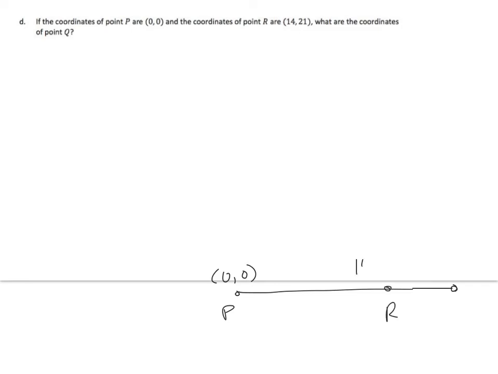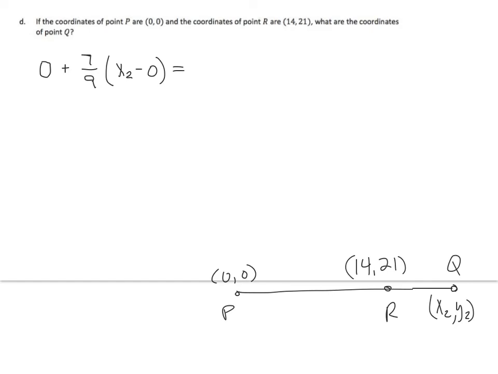R was 14, 21. What are the points of Q? Q we can say is x2, y2. Let's use our formula. I start at 0, plus 7 ninths times x2 minus 0 equals 14. And then I go 0 plus 7 ninths, y2 minus 0 equals 21.